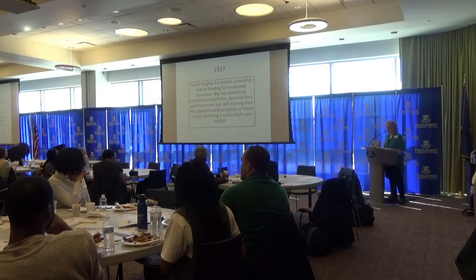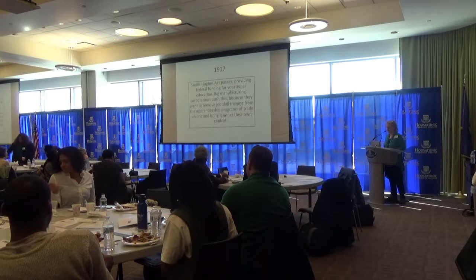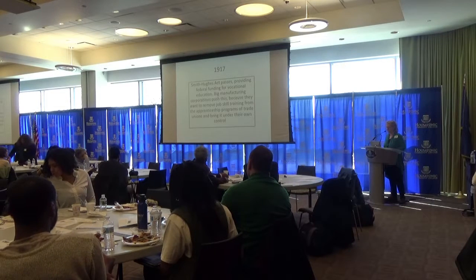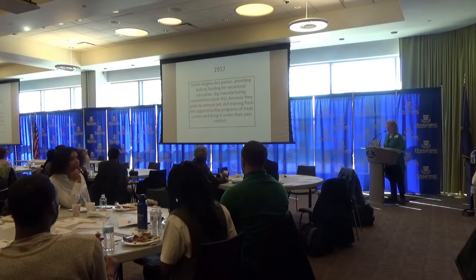1917, Smith-Hughes Act passed, providing federal funding for vocational education. Big manufacturing corporations pushed this because they want to remove job skill training from the apprenticeship programs of trade unions and bring it under their own control.